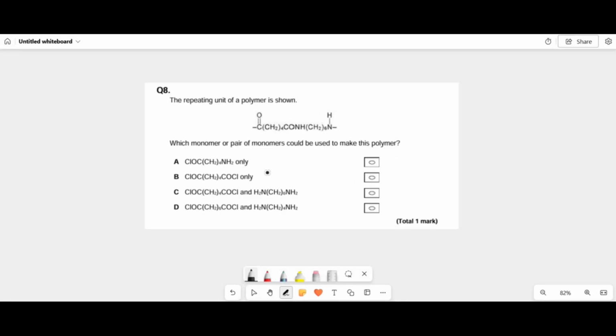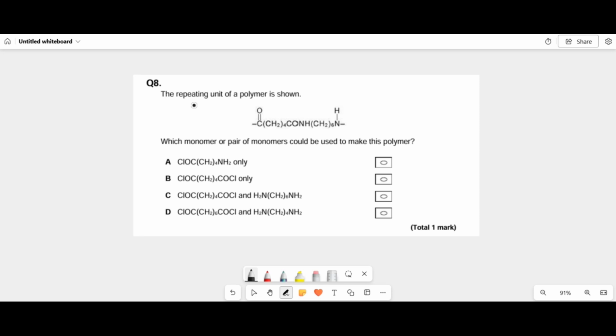Question 8. A repeating unit of a polymer is shown here. Which monomer or pair of monomers can be used to make this polymer? Obviously, you've got an amide situation, so a diamine and a carboxylic acid. Obviously, a dicarboxylic acid because you've got C=O here and C=O there, and a diamine because you've got NH here and NH here. One H has been lost on each side, as standard. So, what's going to be the answer here?